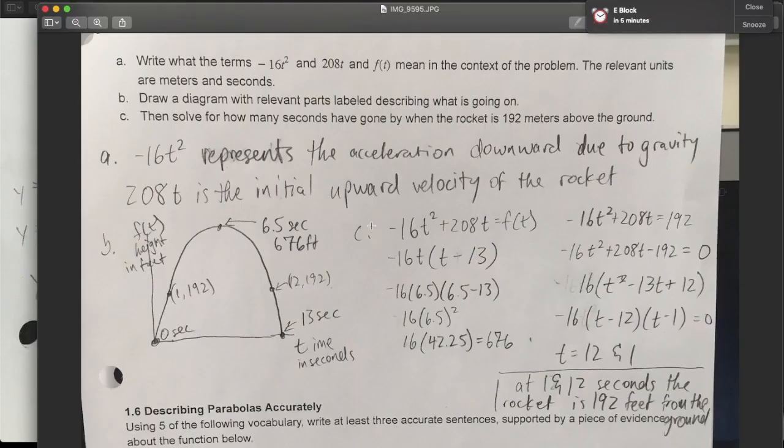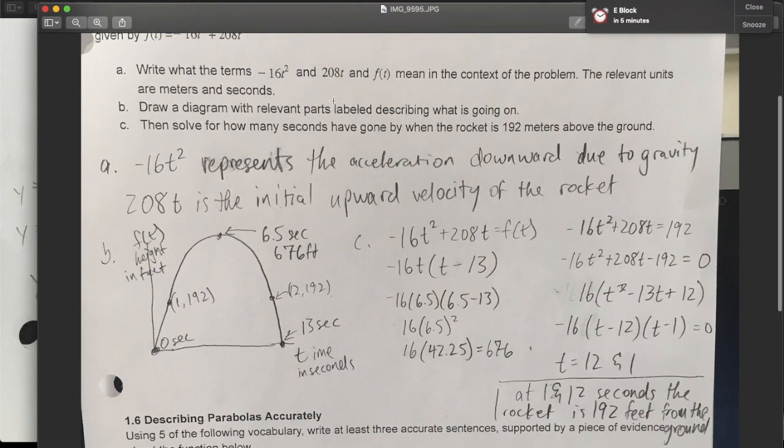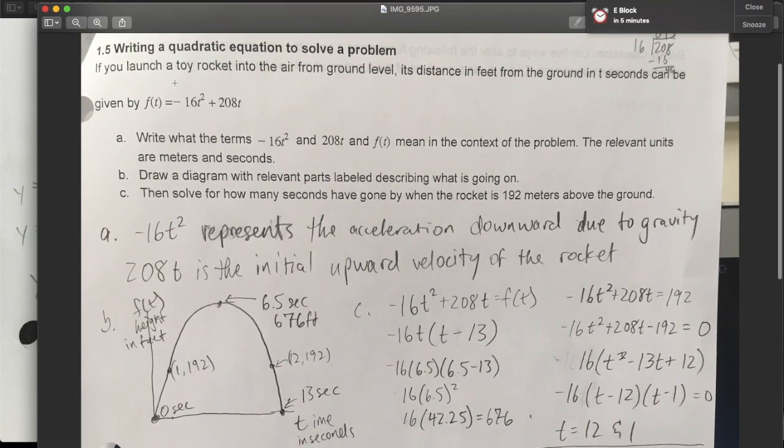Okay, moving right along. Here is our second to last problem. If you launch a toy rocket into the air from ground level, its distance in feet from the ground in t seconds can be given by f of t is equal to -16t squared plus 208t. So that means that f of t is how high off the ground it is, and t seconds is what the t represents.